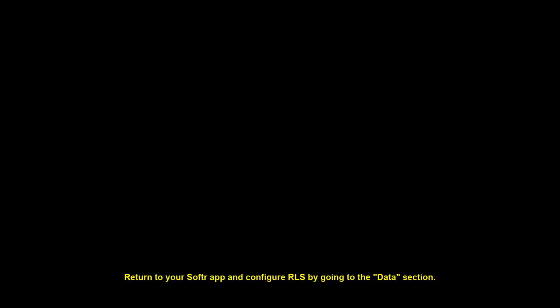Return to your Softr app and configure RLS by going to the Data section. Select the database where your data is stored. Configure the RLS settings to restrict access based on the roles assigned in Auth0.